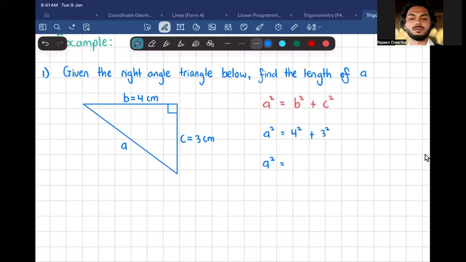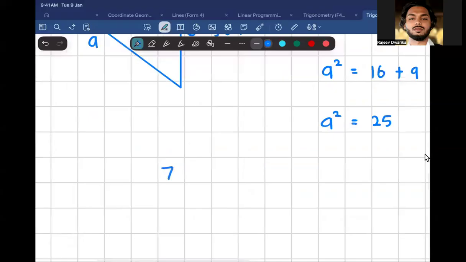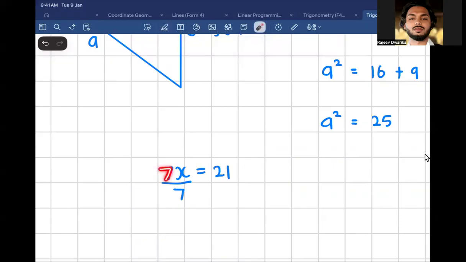What is 4 squared? 16. What is 3 squared? 9. What is 16 plus 9? 25. Right. So Perseus, you remember if you had something like 7x is equal to 21, what would I do on both sides to find x? Divide by 7, because the opposite of multiplying by 7 is divide by 7, right?